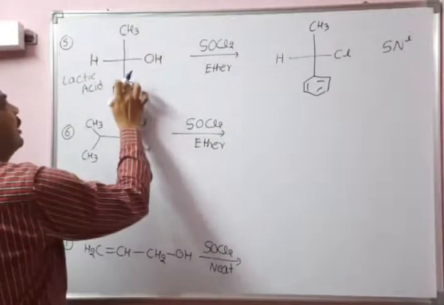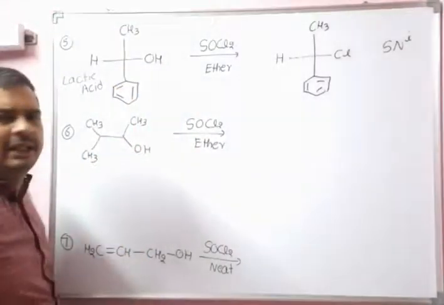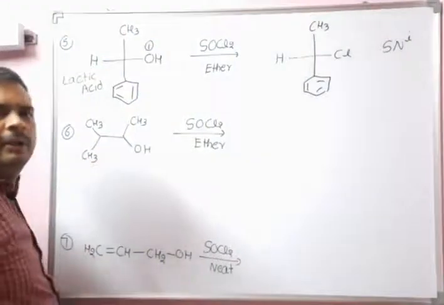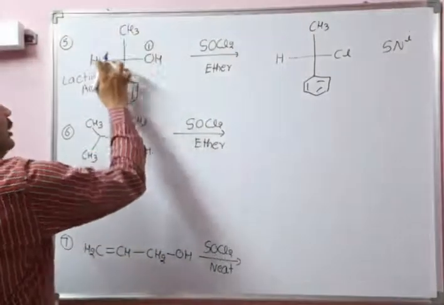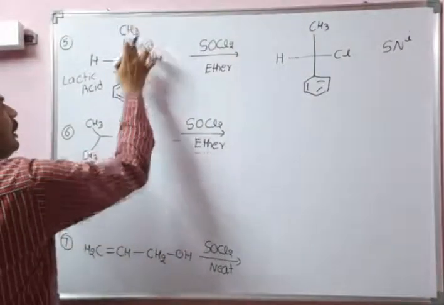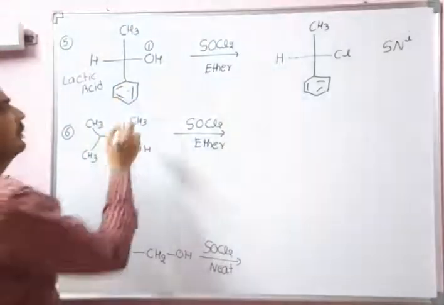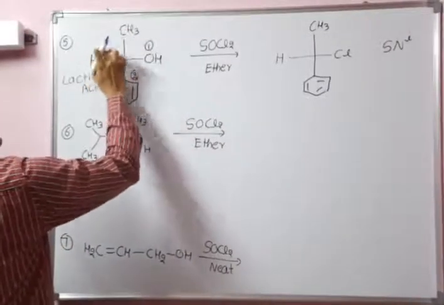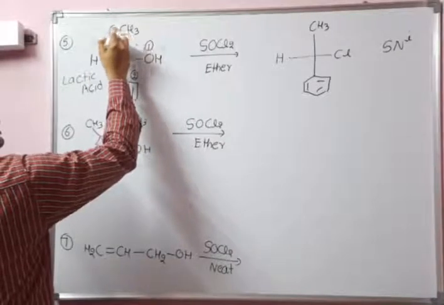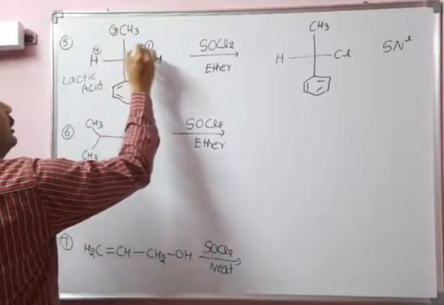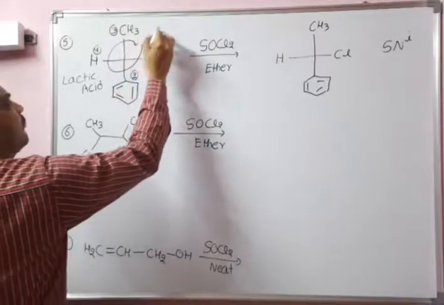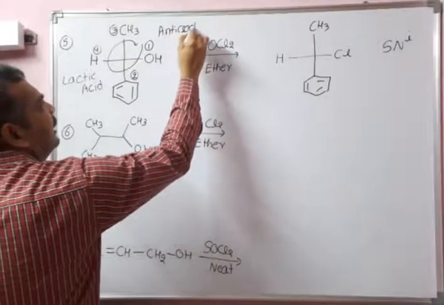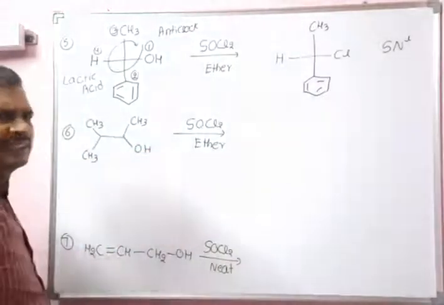Hydrogen, carbon, carbon, oxygen. Oxygen atomic weight is more than carbon, so the first priority is oxygen. Carbon, hydrogen, carbon: carbon to hydrogen, but carbon to two other carbons. The second priority is phenyl. The third priority is carbon and the fourth priority is hydrogen. 1, 2, 3, anticlockwise. Actually, anticlockwise means S isomer.